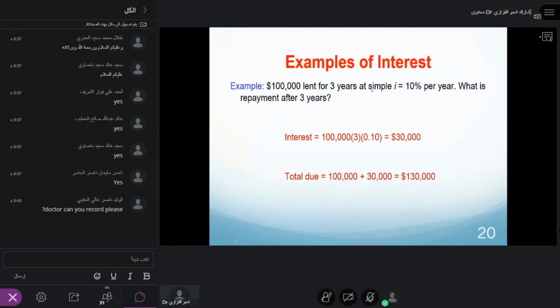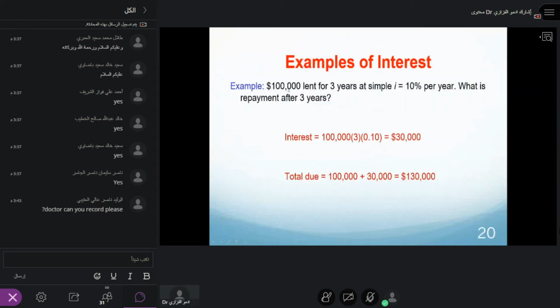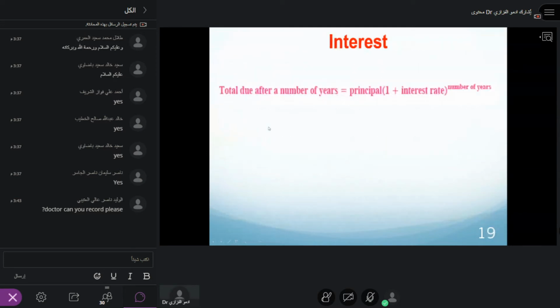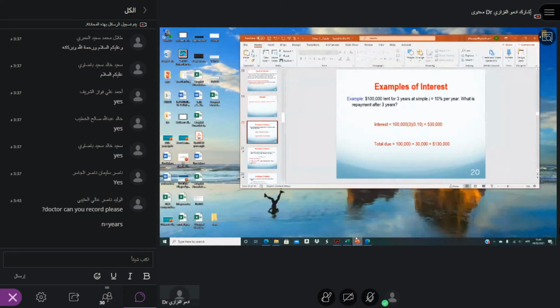So now you know from this formula that 3 years is the number of years, n will be 3 years. Then the $100,000 that you lent at the beginning will be the principal, P. Then the interest rate will be 10%, and if you divide it by 100, it will be 0.1. Multiply by 3 for 3 years and 100,000 for the principal, and it will give you an interest of $30,000.